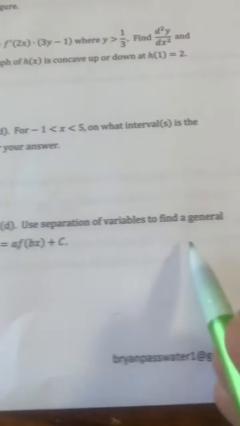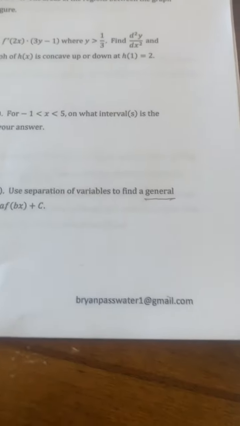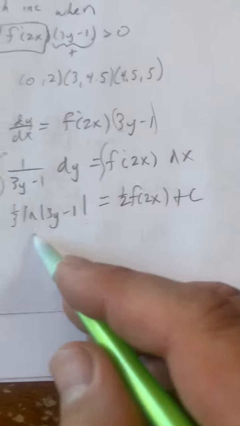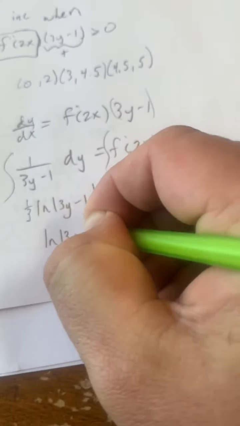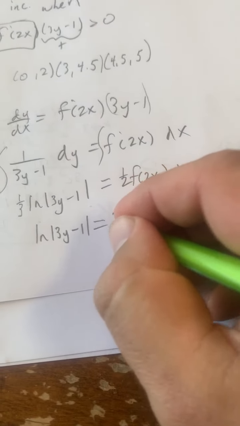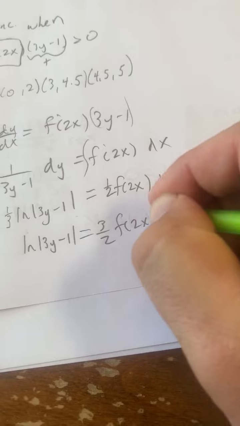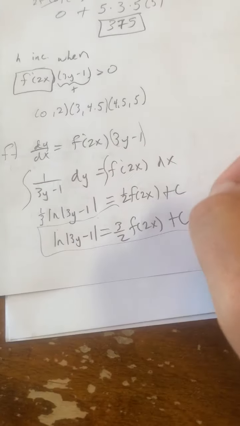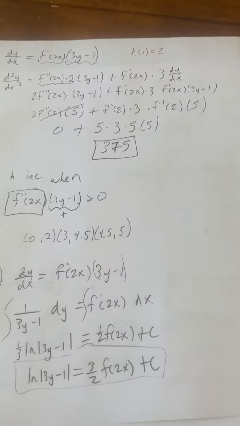Now, you will see that on this problem it says find the general solution. So since it's not the specific solution, it's the general one, we're not worried about finding c, so I'm just going to solve for this, which is the form they told me. So I'm going to multiply both sides by 3. And we get natural log of the absolute value of 3y minus 1 equals 3/2 f of 2x plus c. And that's all the farther I have to go to get it in the form they want. Okay, and that's it for number 1. So I'll be back for number 2 here in a bit.